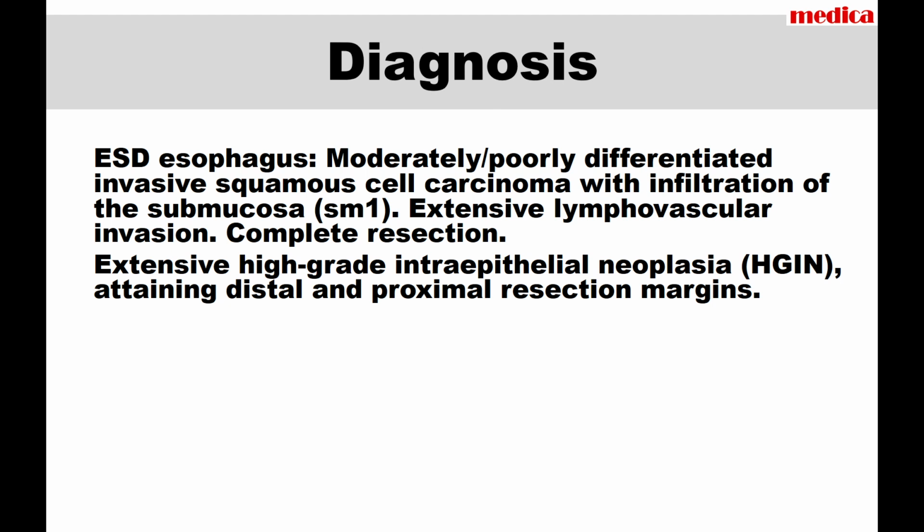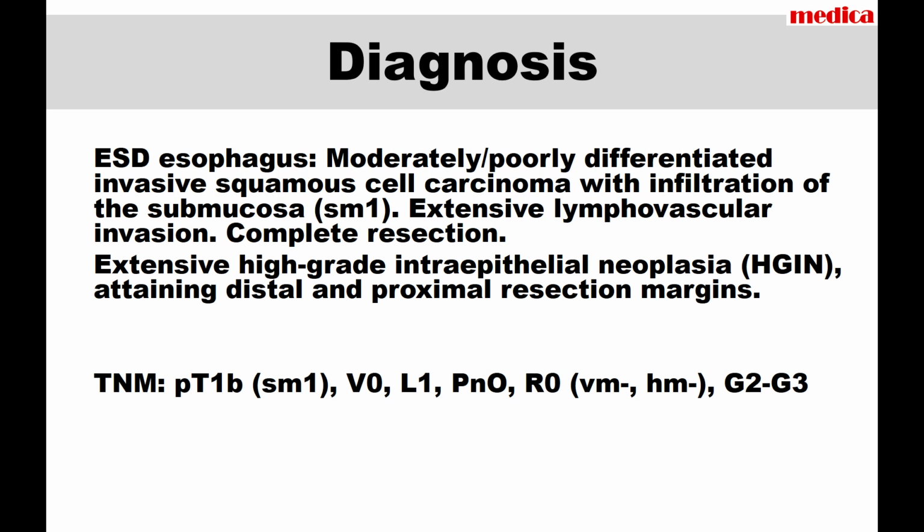The high-grade intraepithelial neoplasia was very extensive and involved both proximal and distal borders. Together, we have a pT1b, L1, R0 with negative vertical and horizontal margins, and differentiation is G2 to G3. So there's no doubt that this is a surgical indication in this patient.